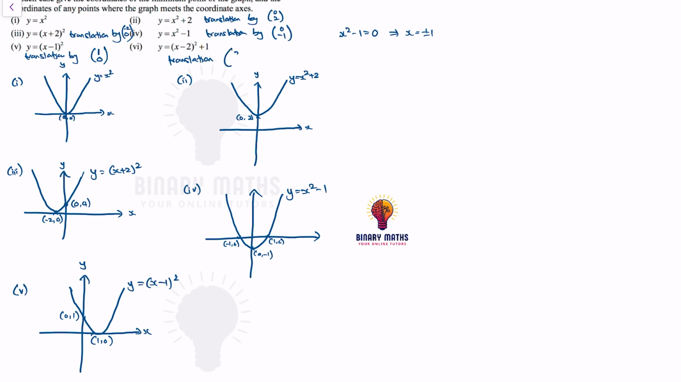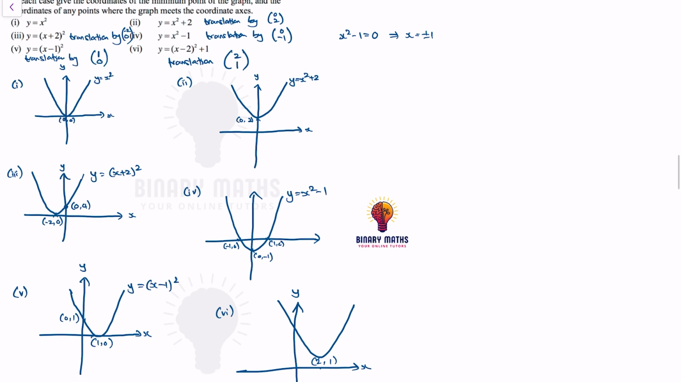So translation by +2 in the x and +1 in the y. So if I were to draw this one out, x, y, that means +2 in the x direction, 1, so it's going to look somewhere like this, somewhere like there. The vertex is going to be somewhere at 2, 1. So this is the vertex at 2, 1. Just label that, even though, oh, he did say coordinate minimum point. So I've labeled the minimum point everywhere already.